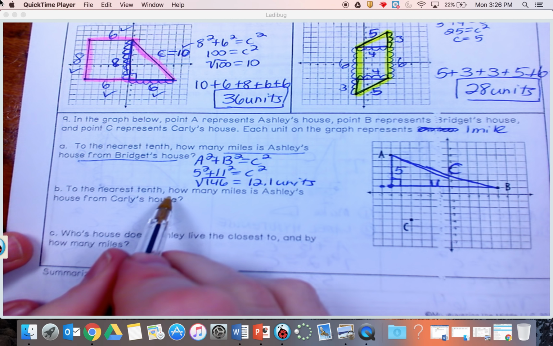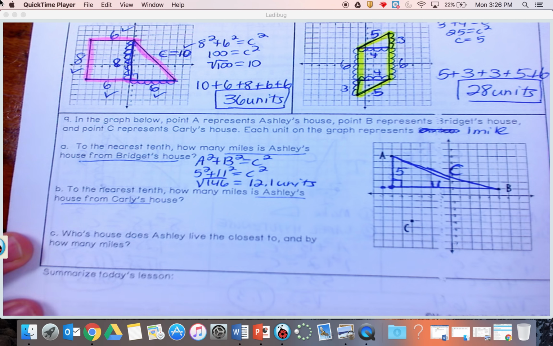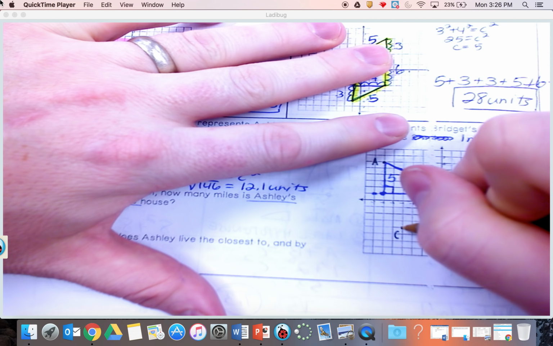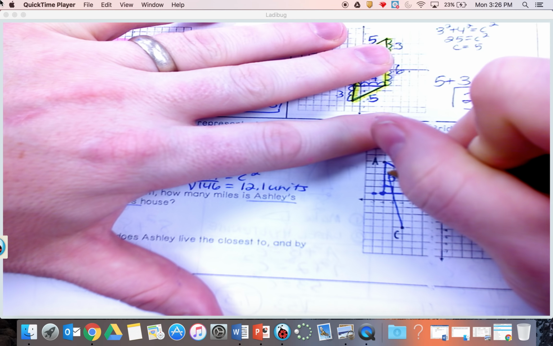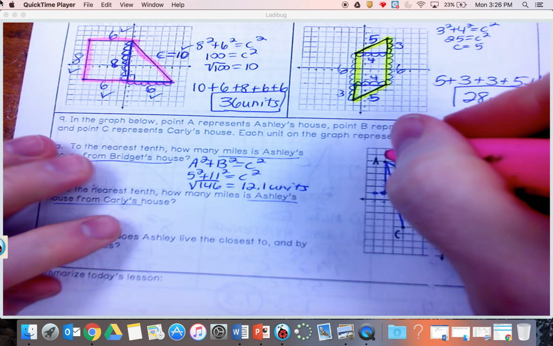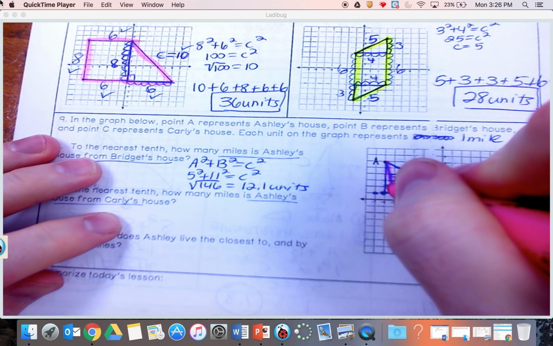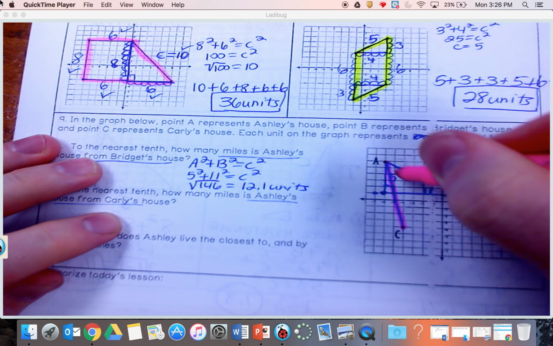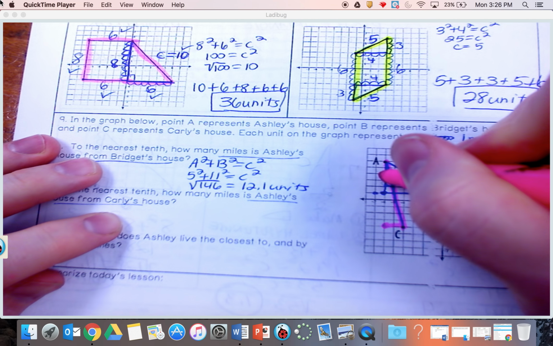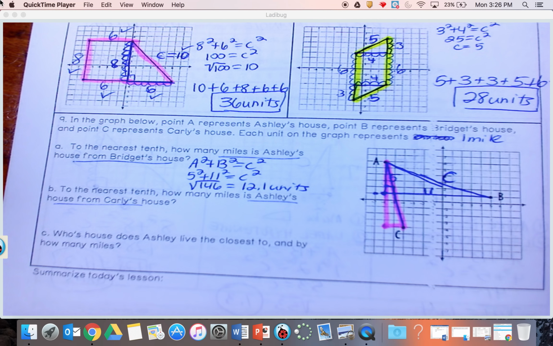Part B, how far is it from Ashley to Carly's house? So I'm going from Ashley to Carly's house. Now this one's kind of a tight fit, but you can see here, there's Ashley to Carly's house right there. I'll make it blue. I'm going to highlight it here in the pink. And I need to make a right triangle. So there's my right triangle that I'm going to use. It's right there in the pink.